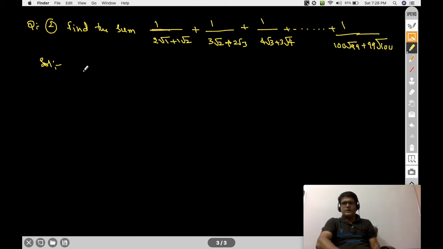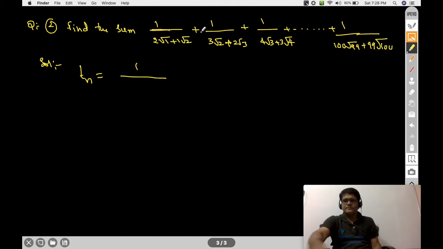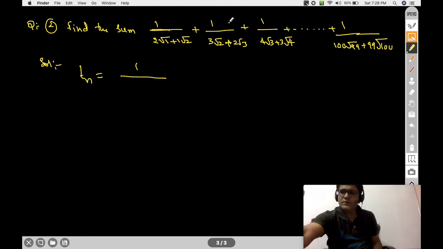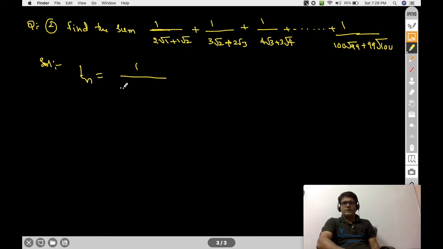So what is the general term? We will write the general term, that is Tn is equal to 1 by, if this is n, this will be n plus 1. Therefore you can write n plus 1 root n plus n into root n plus 1. That is the general term: n plus 1 root n plus n into root n plus 1.